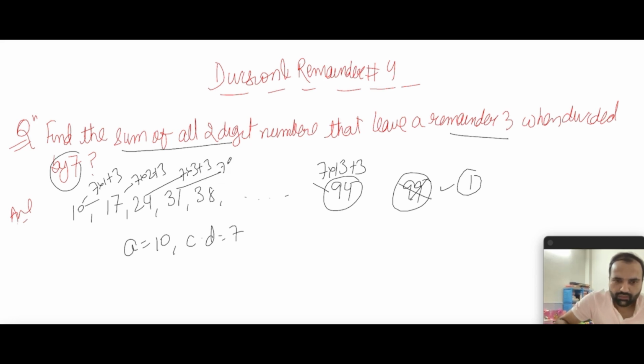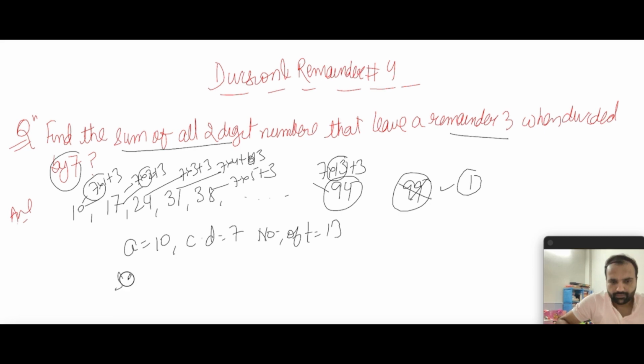7 into 3 plus 3, 7 into 4 plus 3, 7 into 5 plus 3. So we see over here that because we have multiplied it by 1, it means it's the first number. We have multiplied it by 2, so it's the second number, and this trend keeps going on. So in order to get this 94, we are multiplying 7 into 13. So this is the 13th number. So the number of terms is equal to 13.